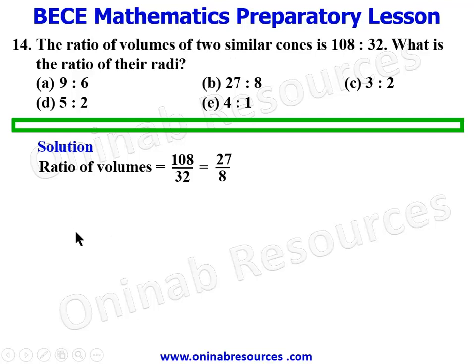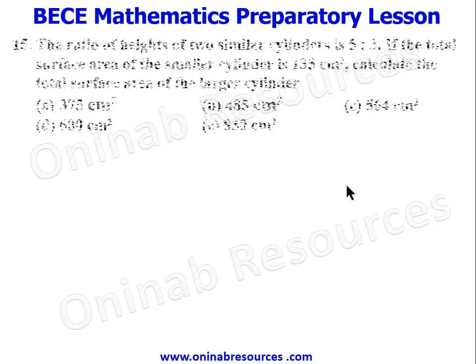And now the ratio of their radii will be cube root of 27 over 8. Cube root of 27 is 3 and cube root of 8 is 2. So the ratio is 3:2, and that is option C. That's the end of solution to problem 14. We go to problem 15.